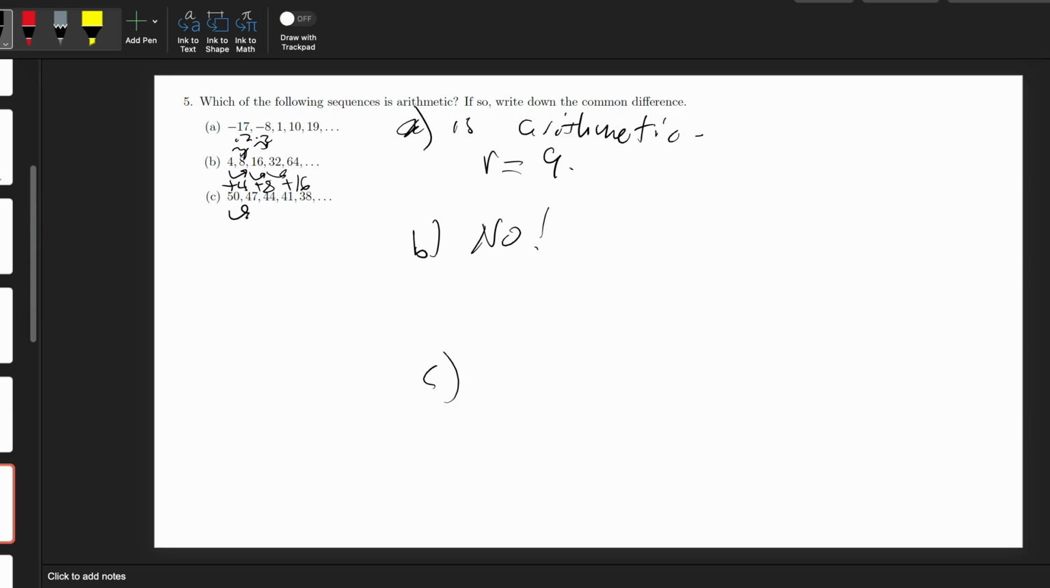C, let's see, what am I doing here? From 50 to 47, I subtract 3. From 47 to 44, I subtract 3, and so on and so forth. So I'm just subtracting 3 each time. Well, okay, I'm subtracting 3, but that's the same as adding negative 3. Okay, so C is arithmetic, and I'm adding, oops, why did I write r?